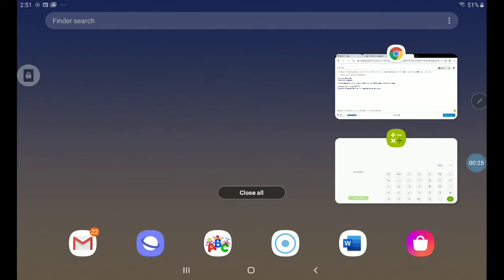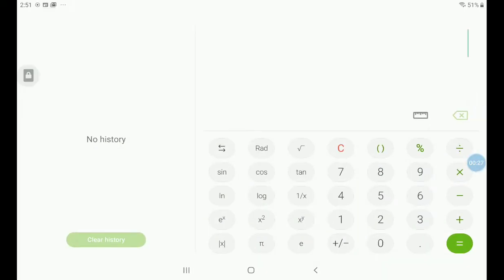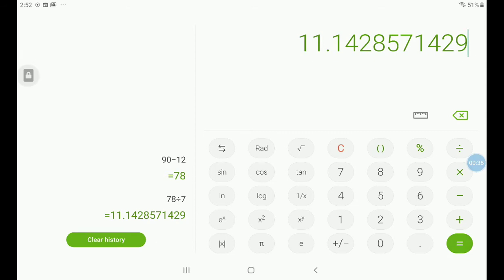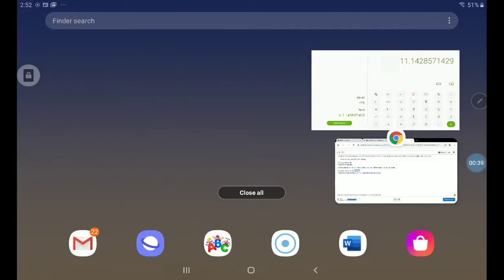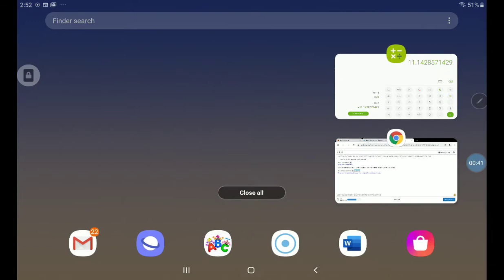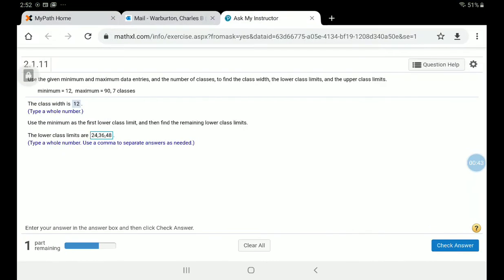Let's just double check that. 90 minus 12, divide that by 7. Okay, and then we can round that up to 12 then. Okay, so that gives us 12.